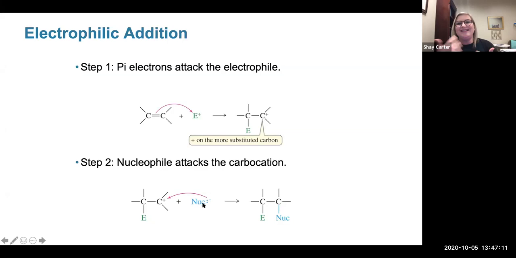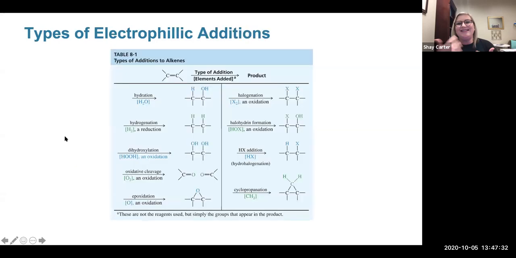And then the nucleophile comes in and attacks, okay, so what is left comes in and attacks the carbocation. And we're going to talk about where this nucleophile comes from in just a second, okay? Okay. So here are all of the different types of our electrophilic addition reactions, okay?